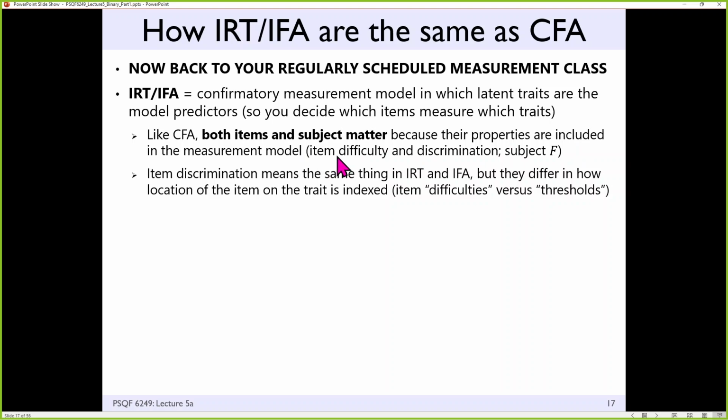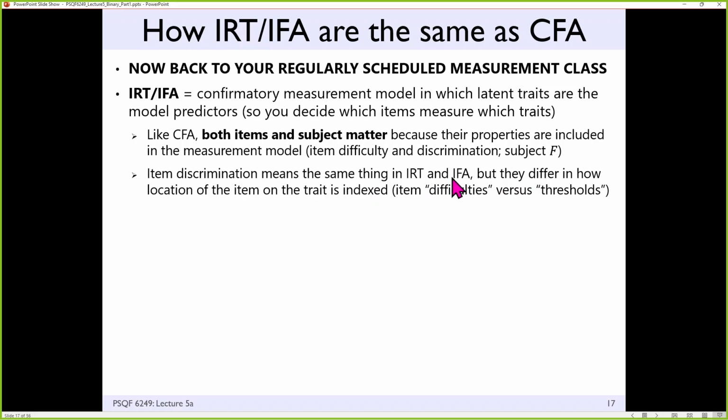We are going to have parameters called item difficulty, item discrimination, and we're going to have subject factor values, factor scores essentially in the equations. Item discrimination is going to be the same thing. It's a slope. So the same concept as a factor loading being a slope holds for these models as well. The slope indexes the strength of relationship where steeper is better.